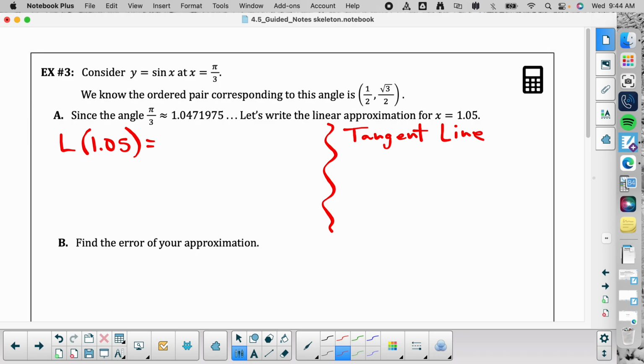Tangent line needs 2 things. What 2 things do we need? A point and a slope. Okay.